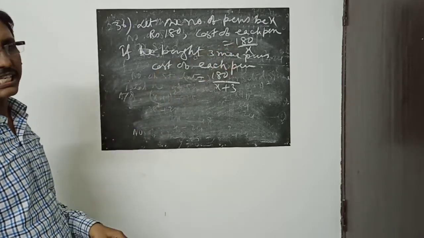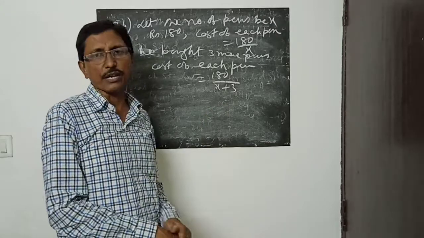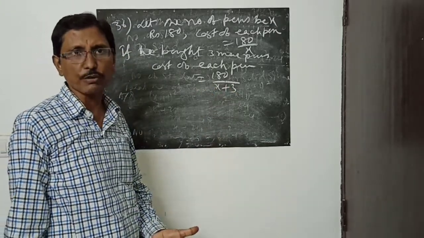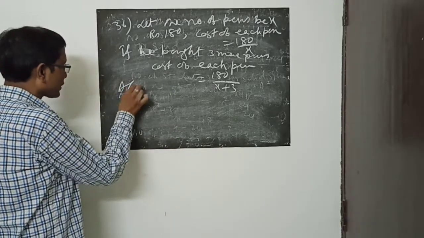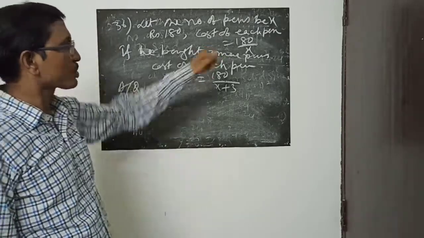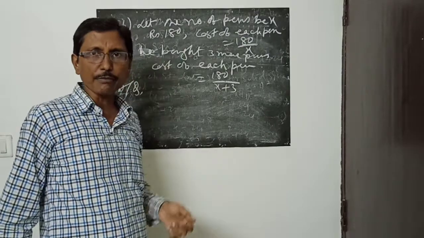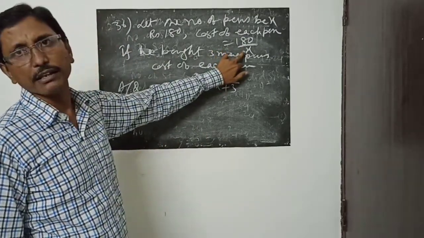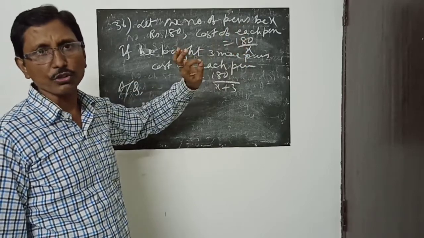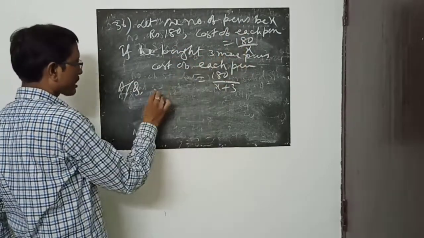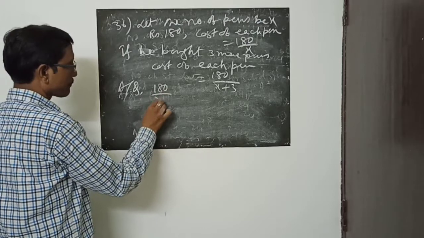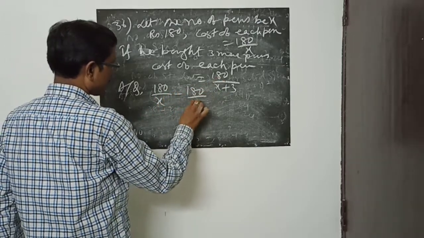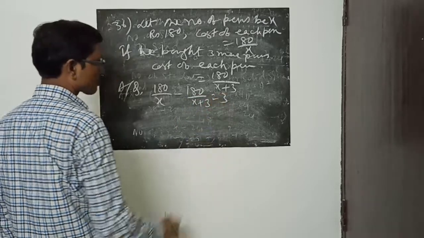But the condition is saying that at that time the cost of each pen becomes 3 rupees less. Because the number of pens is more, each pen cost will be less. So that's why the difference of these two costs is 3 rupees. But always remember, the larger one you have to write first. If you have the smaller number of pens, then the cost will be more. So this is the larger number, and this is the smaller number. That's 3 rupees is the less cost.